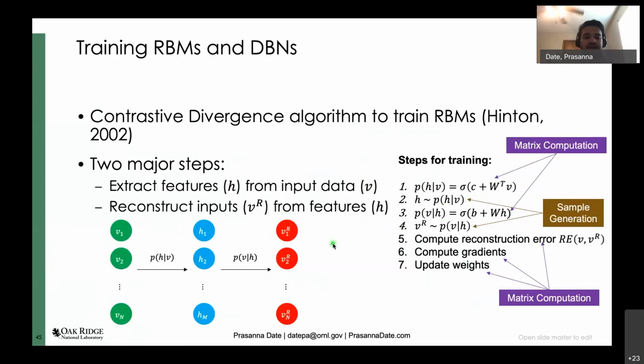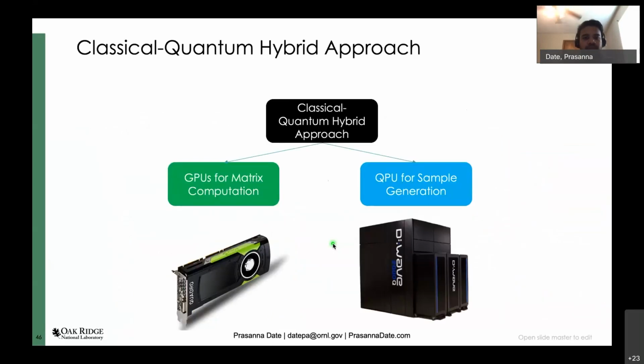And we use the reconstruction error as a guiding principle to minimize the error of restricted Boltzmann machines and deep belief networks. So the main insight to our classical quantum hybrid approach is as follows. As you saw, the training process of RBMs comprised of either matrix operations or generating samples.